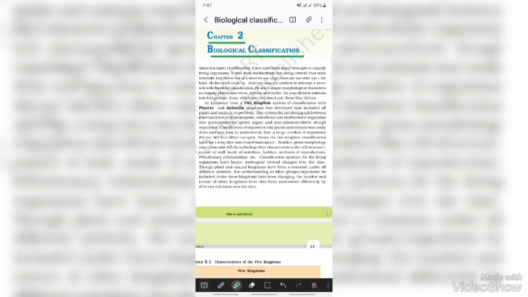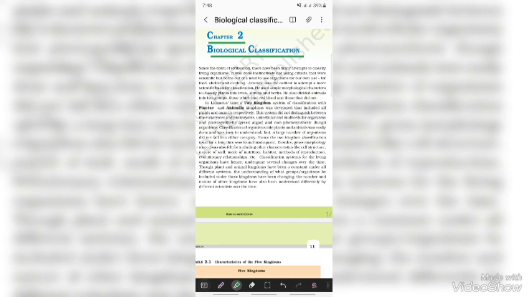These systems did not distinguish between eukaryotes and prokaryotes, unicellular and multicellular organisms, and photosynthetic green algae and non-photosynthetic fungi. Classification of organisms into plants and animals was easy to understand, but a large number of organisms did not fall into either category. Hence, the two kingdom classification used for a long time was found inadequate.